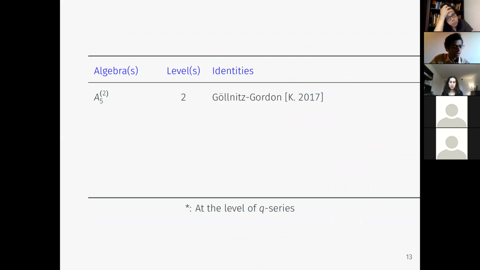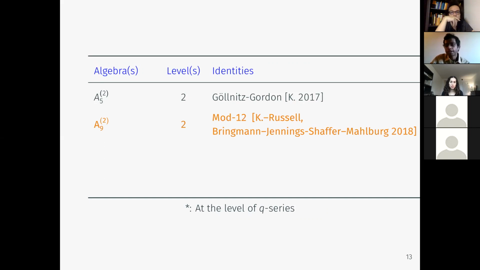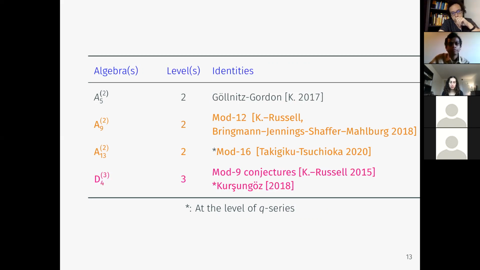Okay, there are other series of algebras where it's also something new. So A_5^(2) at level 2, it's Göllnitz-Gordon. You can actually demonstrate it using bases. At A_9^(2), we discovered some new identities, and they were quickly proved, very surprisingly, by Brinkmann, Jennings-Shaffer, and Mahlburg. At A_13^(2), recently, there is a new conjecture by Takigiku and Tsuchioka. It's not proved yet, as far as I know. And at a completely different series, D_4^(3), there were some conjectures that we made which are not yet proved.